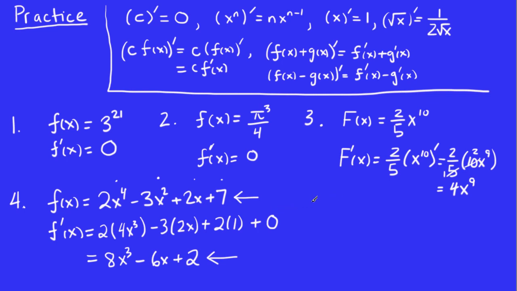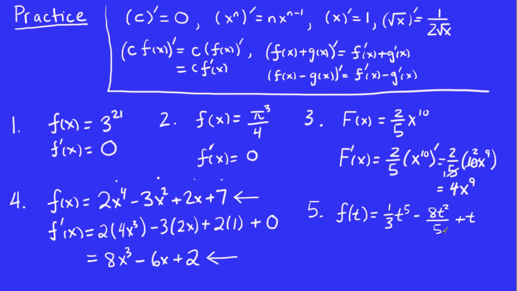How about we try one where we have a different letter? Okay, let's say something like, instead of x, why don't we use t? F of t equals 1/3 t to the power of 5 minus 8 t squared all over 5. And then plus t.